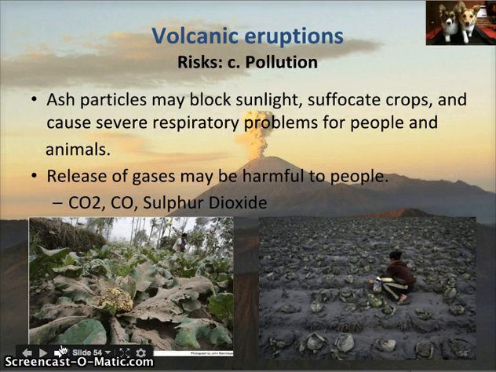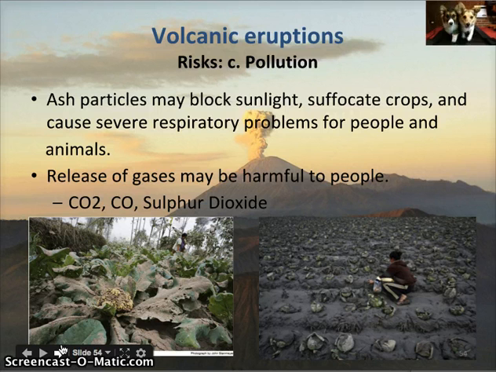Another thing that can happen is pollution, not in the sense that we usually think of it, but because of the ash, which can block sunlight, suffocate crops, and cause severe respiratory problems, just like haze does. So think of haze times 1,000. And the release of gases can be very harmful to people: carbon dioxide, carbon monoxide, and sulfur dioxide.